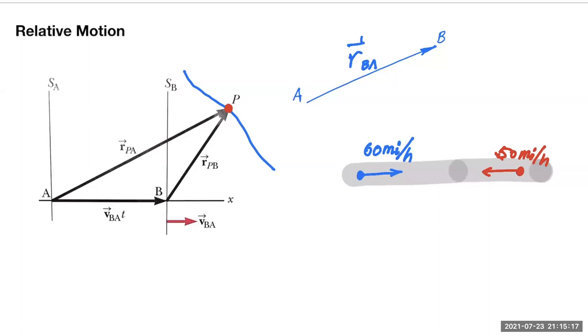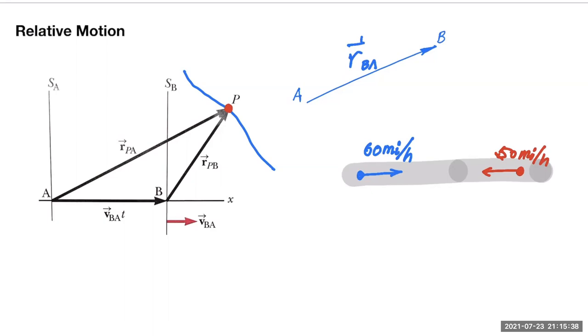Okay, so there's no absolute speed here. It depends on who's observing it. So speed is relative along with other quantities such as position and acceleration. This is what's called relative motion. Okay, so basically it says motion is relative. The answer depends on the observer, not just the object being observed.